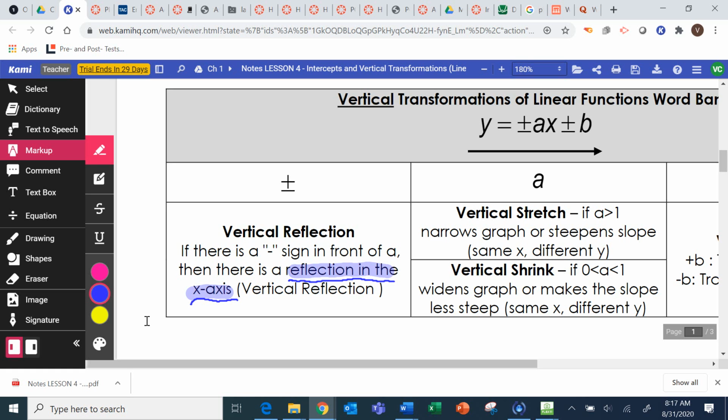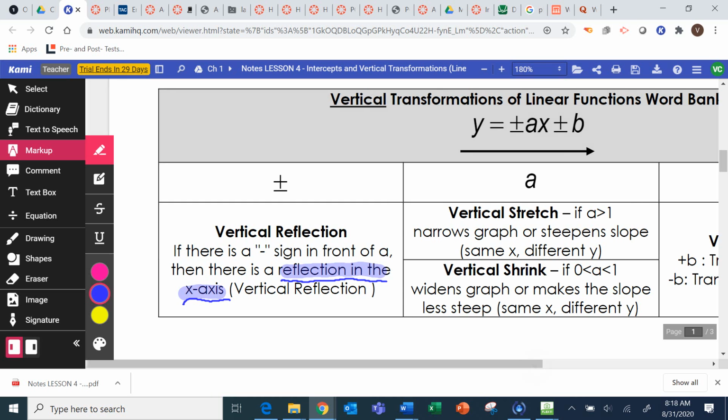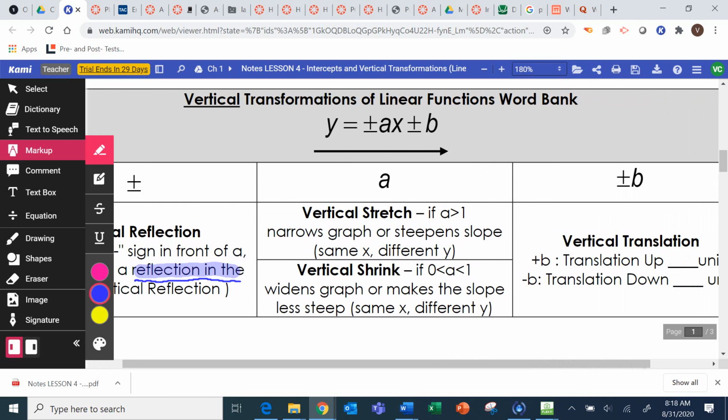So if I say a reflection in the x-axis and you don't remember if that's vertical or horizontal, you pull your x-axis out of your pocket and you say, okay, if I'm reflecting in the x-axis, that is vertical. Because see, I'm going up and down. Really important. All right, vertical stretch, vertical shrink.